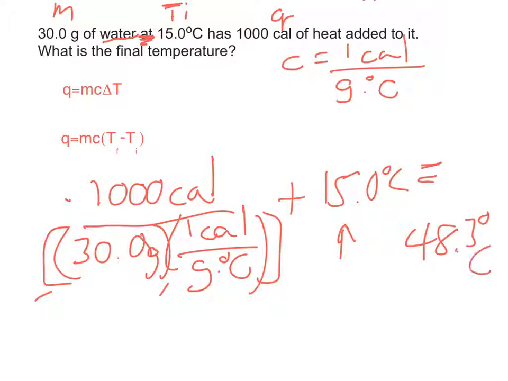Celsius. So what we're basically saying is if we add 1,000 calories of heat to 30 grams of water, we can take it from an initial temperature of 15 Celsius, you have a thermometer in it, you add that amount of heat to that much water, and it's going to go up to 48.3 degrees Celsius. And that's really the toughest problem you have to deal with on the test as far as Q equals mc delta T.